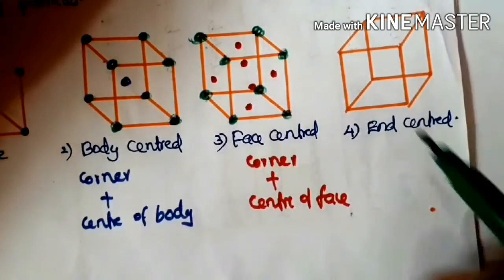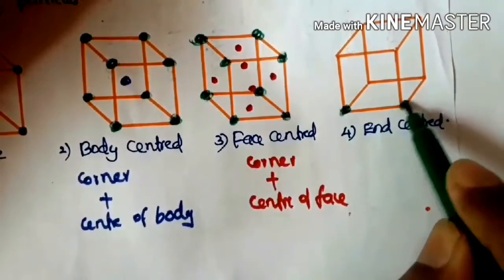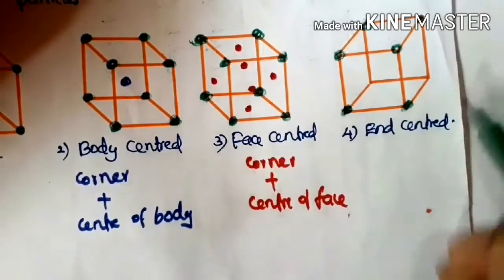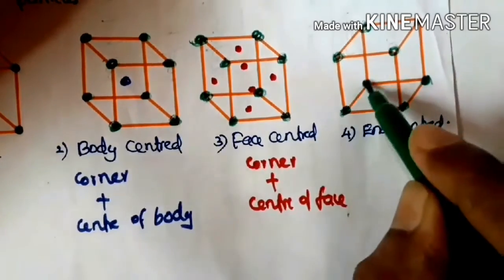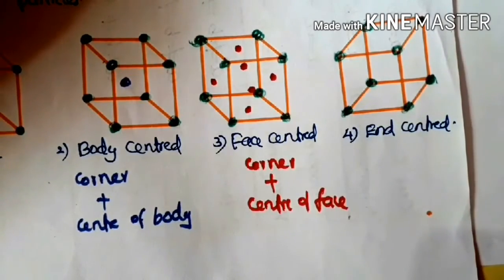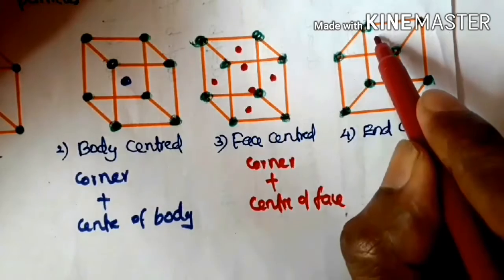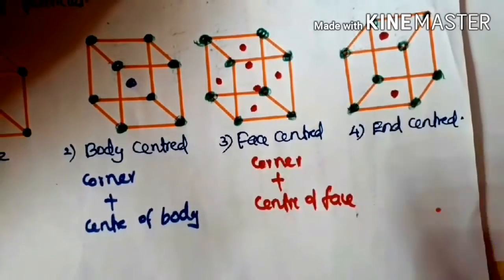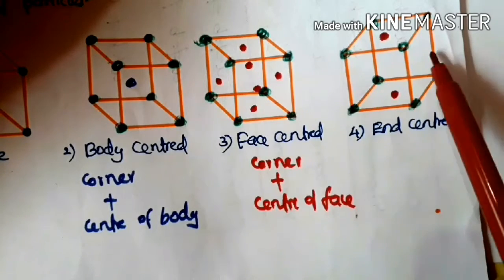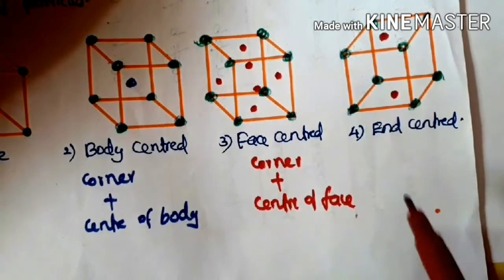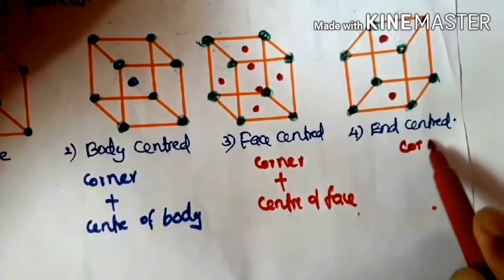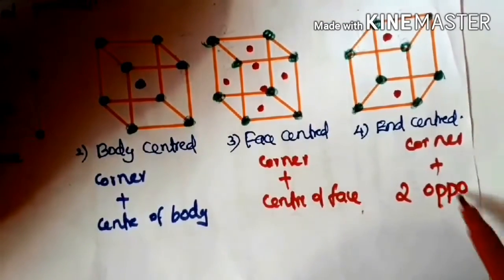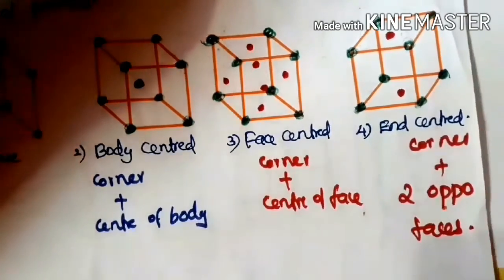The last one is end centered. Here also a constituent particle is present at each of the 8 corners, and at two opposite faces, top and bottom, or at opposite sides. Therefore, in end-centered, atoms are present at corners plus at two opposite sides or faces.